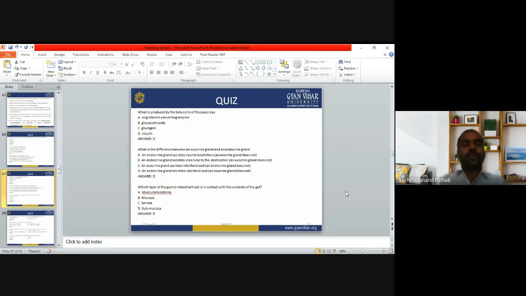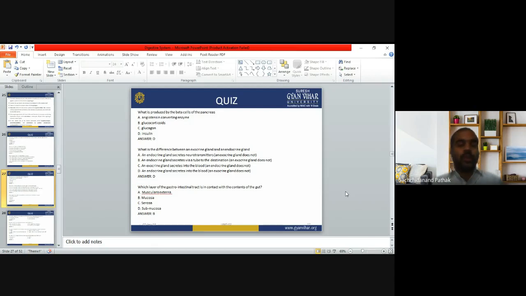What is the difference between the exocrine gland and the endocrine gland? We know it is a very common thing. Exocrine glands, ductless? Endocrine is ductful? Or it can be the opposite. Endocrine glands secrete into the blood. No ducts, directly to the blood. Exocrine glands have ducts. So the difference between exocrine and endocrine glands, answer D: an endocrine gland secretes into the blood and an exocrine gland does not.